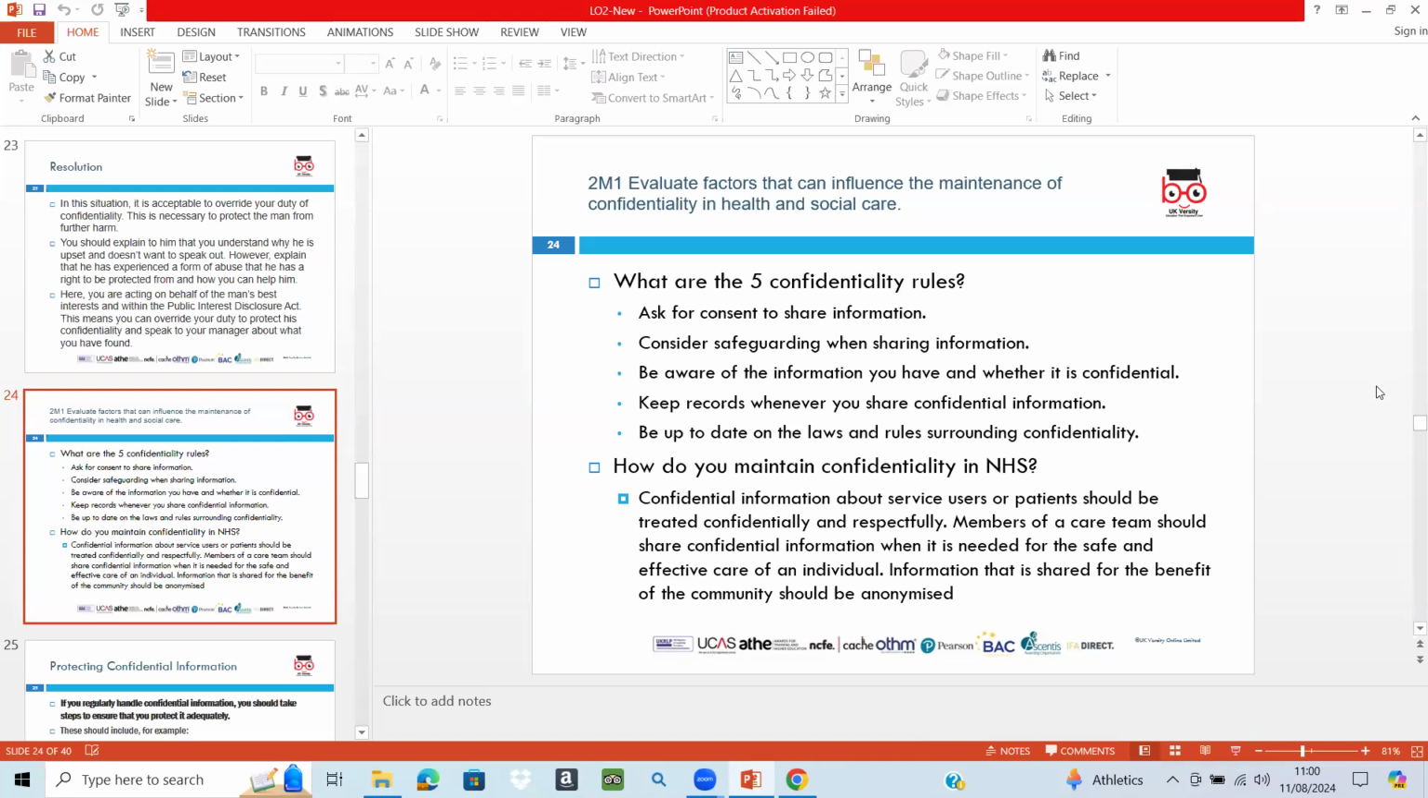And then we have how to maintain confidentiality. If we talk about confidentiality in the NHS, confidential information about a service user or patient should be treated confidentially and respectfully. The laws would be the same. We will follow the GDPR and the Data Protection Act 2018, and there would also be some internal policies as well. So we need to be aware of those policies and laws.